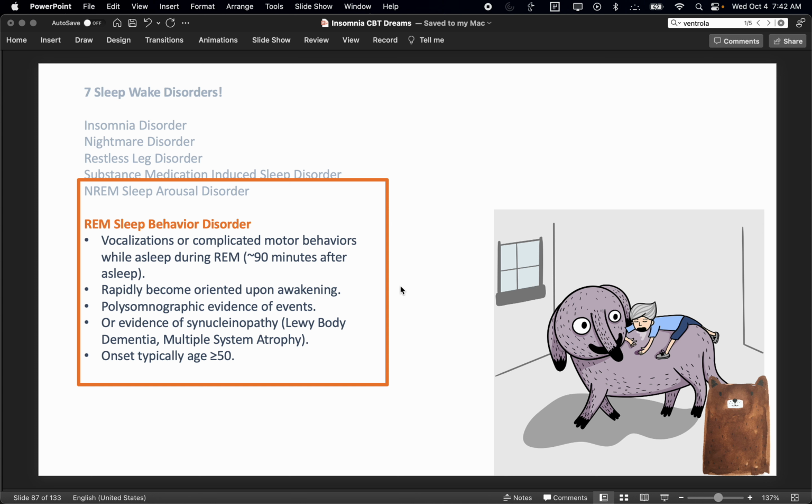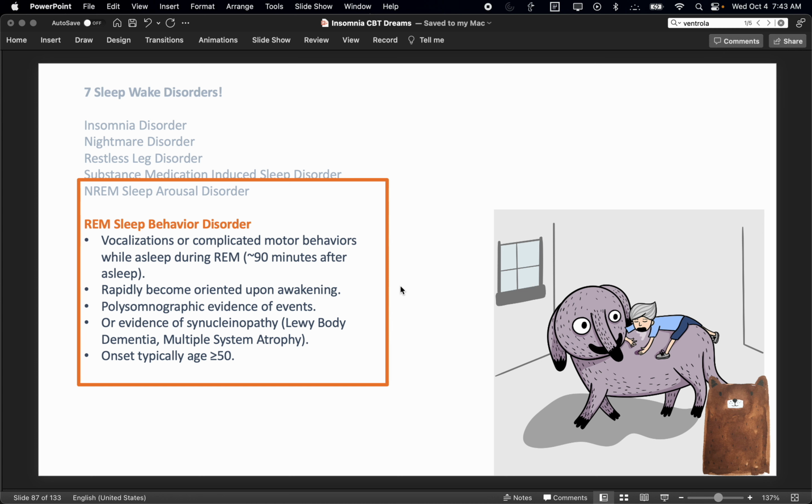Unfortunately, this is one of those things where if they have REM sleep behavior, we need to go ahead and start looking for evidence of synucleinopathy. It's very common if they have dementia, Lewy body dementia, multiple system atrophy, things of that nature, that they lose their atonia and start moving and acting out in their sleep.